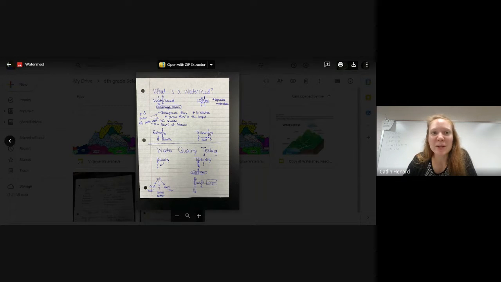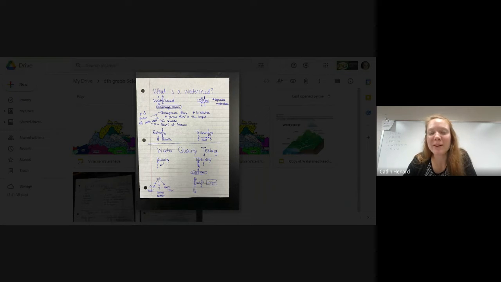We have what is a watershed. The key thing to know here is that a watershed is a land area. It is not a body of water. It is a land area, also known as a drainage basin.